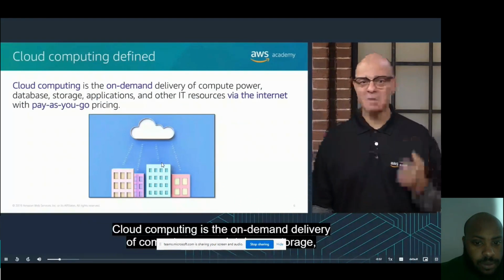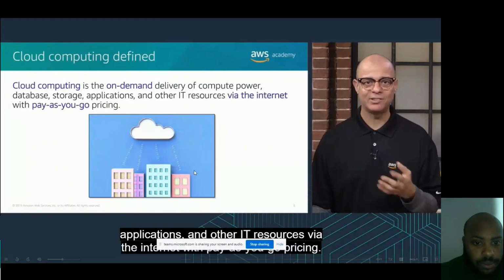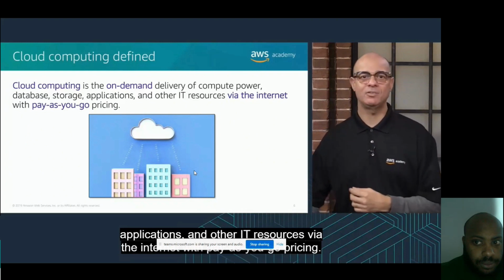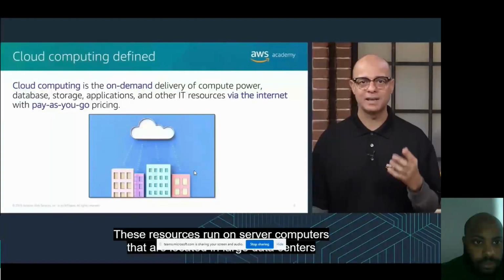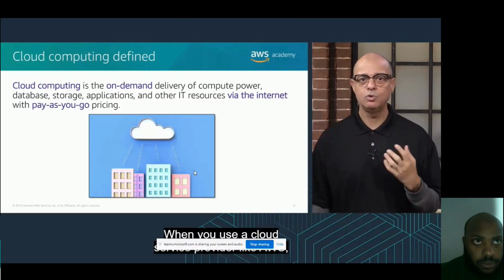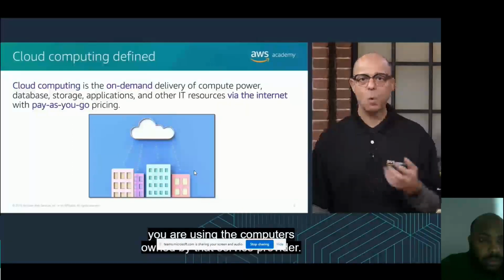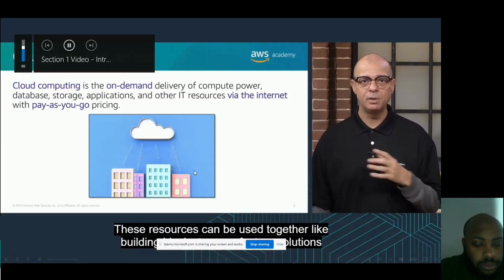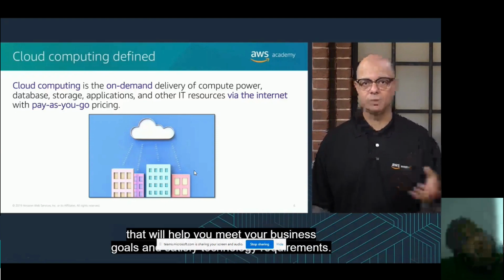Cloud computing is the on-demand delivery of compute power, database, storage, applications, and other IT resources via the internet with pay-as-you-go pricing. These resources run on server computers that are located in large data centers in different locations around the world. When you use a cloud service provider like AWS, you are using the computers owned by that service provider.